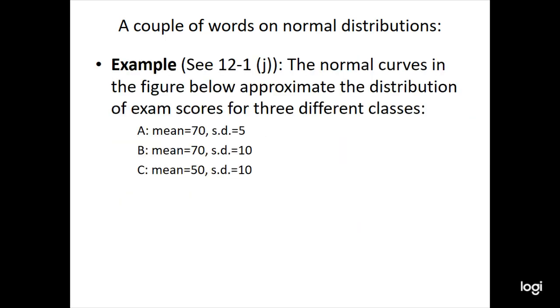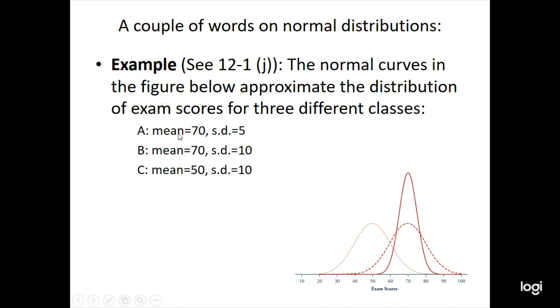Okay. One quick example. You can look at problem 12-1, part J. Again, just a little bit of a tangent here. Here's a situation. It says the normal curves in the figure below give the distribution of exam scores for 3 different classes.